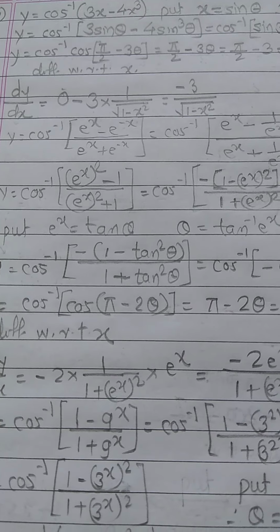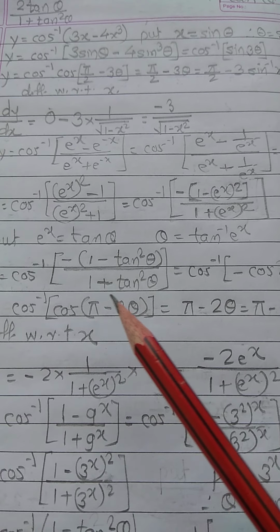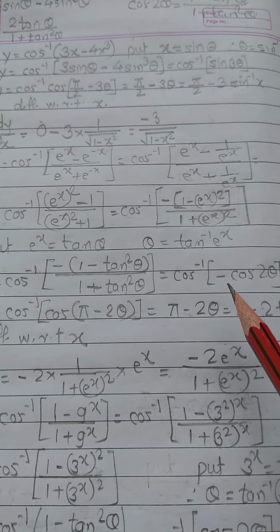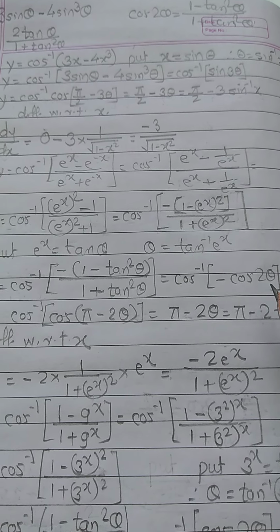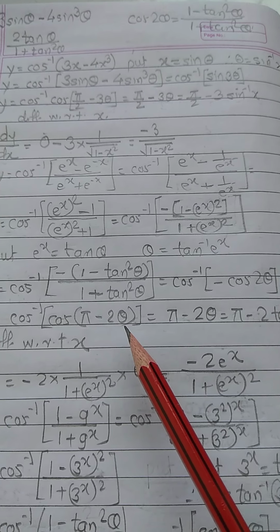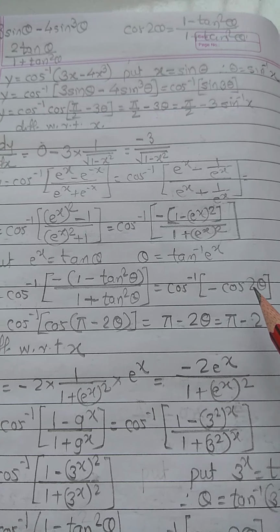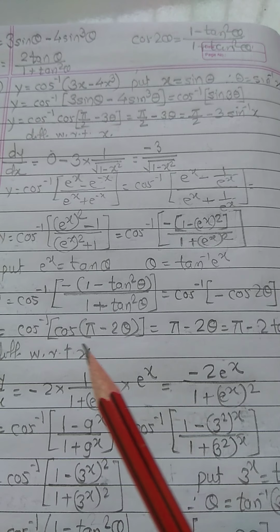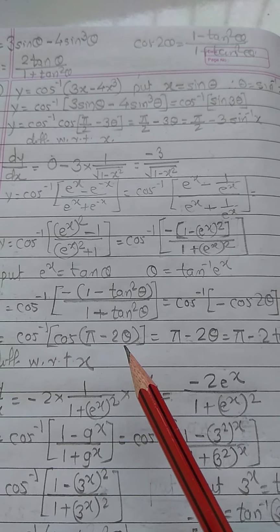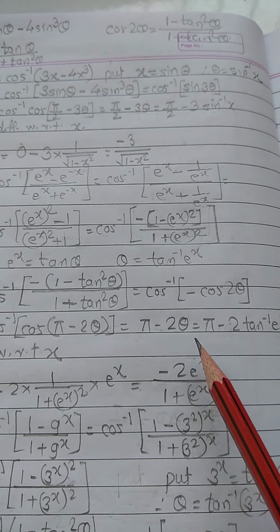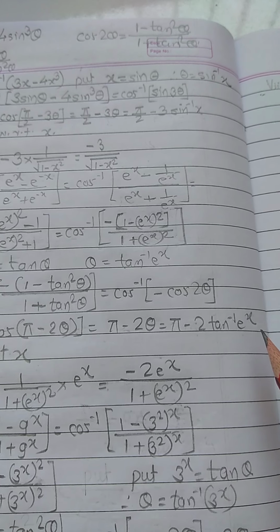Now we know that 1 minus tan square upon 1 plus tan square is cos double. This minus sign as it is. Minus cos 2 theta is cos of pi minus 2 theta, or we can say cos of pi minus 2 theta is minus cos 2 theta. Now cos inverse of cos of angle, that angle remains as it is, therefore we will have pi minus 2 theta. Theta is tan inverse of e raised to x.